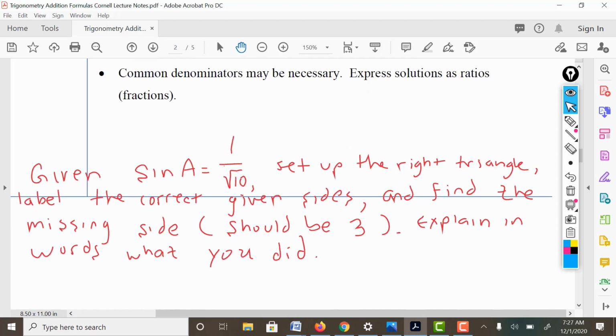For this summary, it's a bit long-winded, but I need you to kind of brush up on some skills. Given the sine of A is 1 over radical 10, I want you to set up the right triangle that has an angle A, based on what was given, label the correct given sides, find the missing side, hint it should be 3, use the Pythagorean theorem, and then explain in words what you did to solve it.